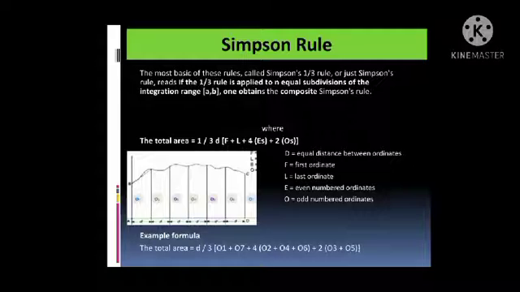F is equal to first ordinate. L is equal to last ordinate. E is equal to even numbered ordinates. O is equal to odd numbered ordinates. Example formula. The total area is equal to D upon 3 (O1 plus O7 plus 4(O2 plus O4 plus O6) plus 2(O3 plus O5)).